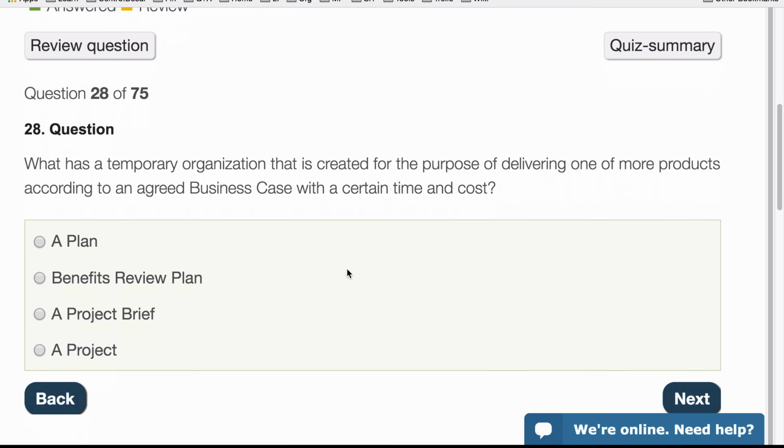Next, 28. What has a temporary organization that is created for the purpose of delivering one or more products according to an agreed business case with a certain time and cost? Actually, that's taken directly from the manual, and that's the definition of a project. So that would be that one there.